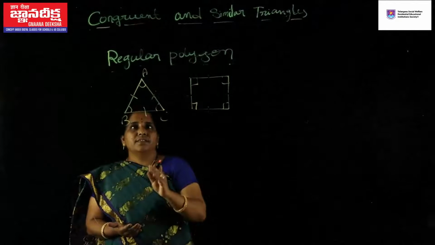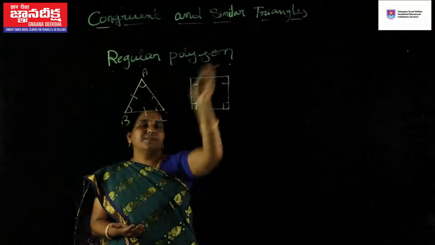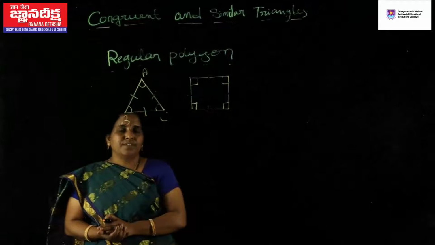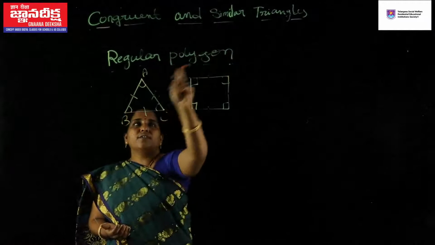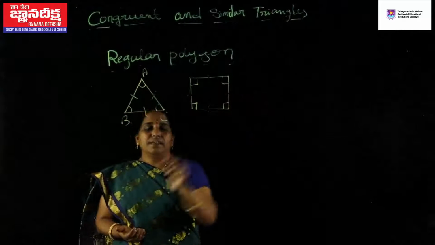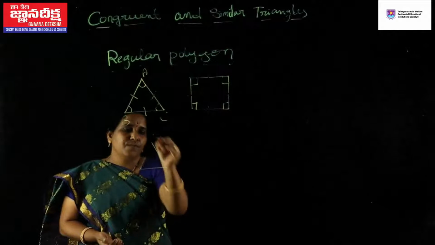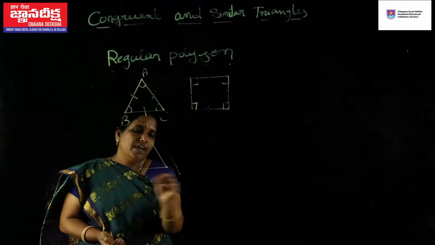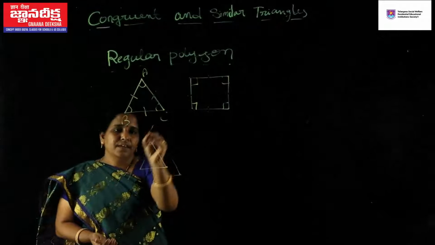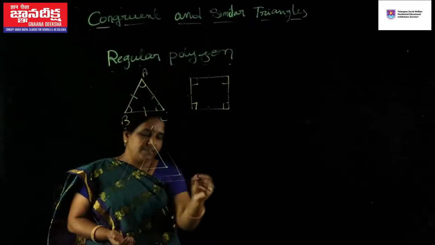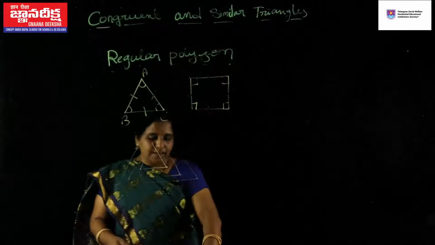So what has this to do with regular polygons, similar triangles, or the similarity concept? Yes, I'm coming to that point, children. Here, all regular polygons are always similar. If you draw an equilateral triangle, one more equilateral triangle, and one more equilateral triangle, all the equilateral triangles are always similar.